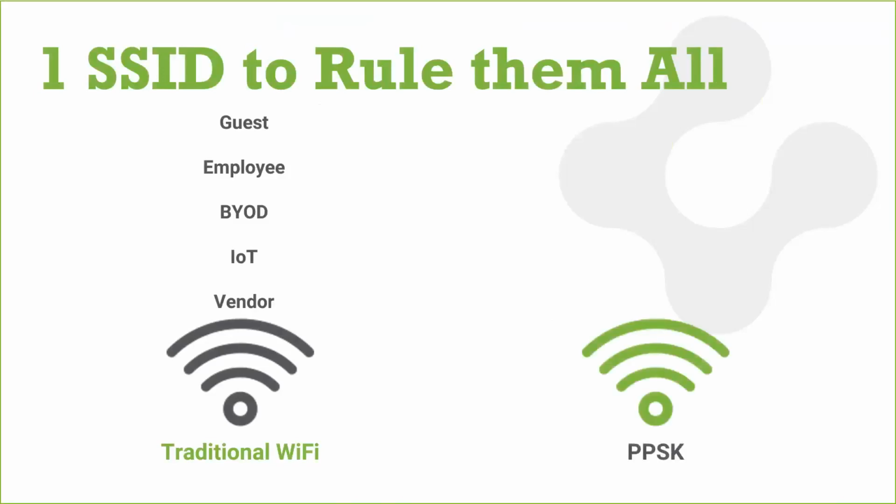In a PPSK environment, and this may seem hard to wrap your mind around or fathom, all of this can be done in one SSID. So that means 5 SSIDs in traditional, 1 in PPSK. And if I want to keep adding in more VLANs and more networks, it still is just one SSID.